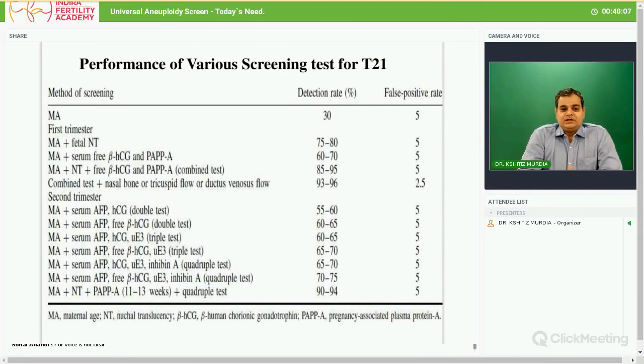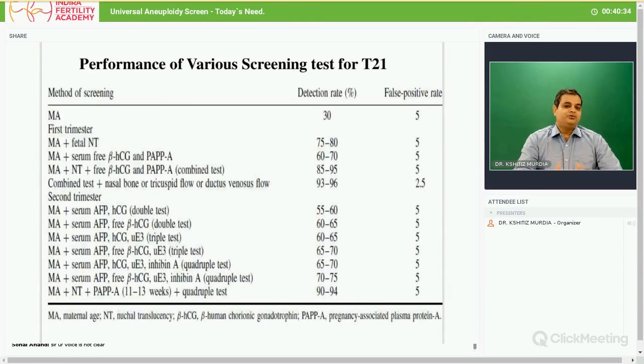In the second trimester, you can do the dual test, the triple test, and the quadruple test. Dual and triple are things of the yesteryears. They are not being used now, no more used. The only option left in the second trimester is the quadruple test, which has a sensitivity of around 75% with a false positive rate of 5%.